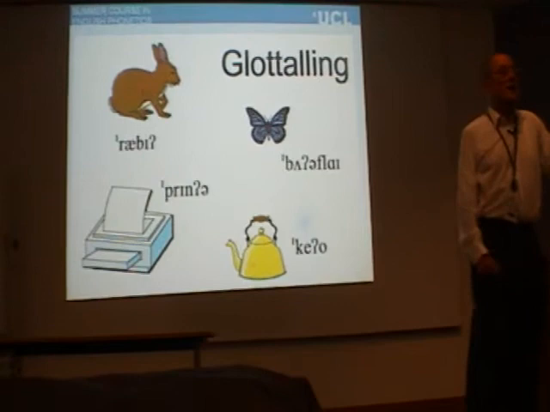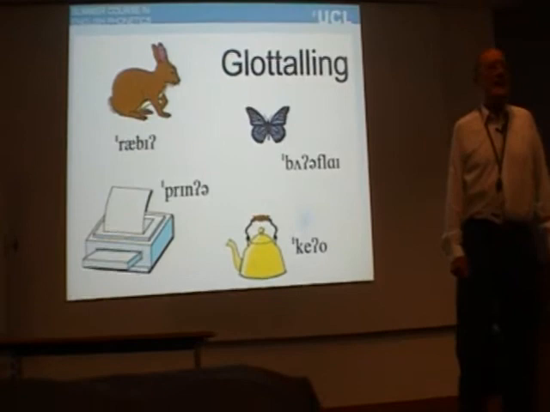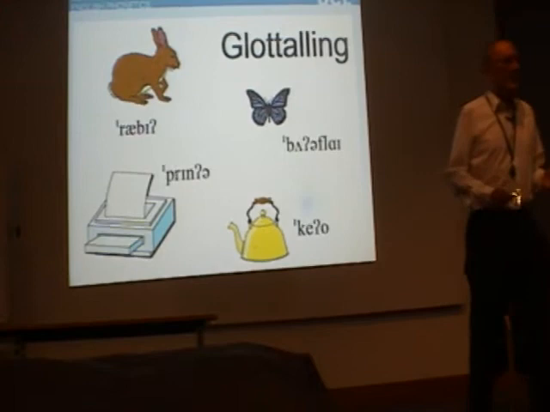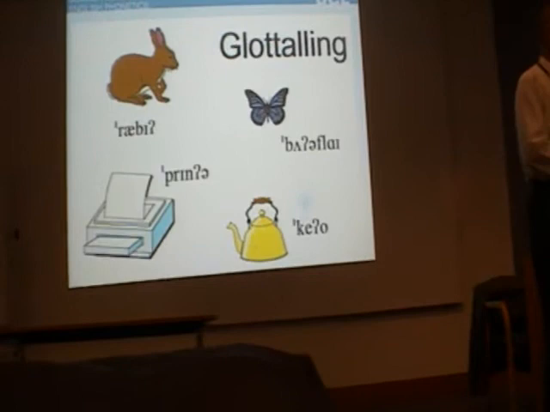There's a rather old-fashioned printer. I must change that picture because computer printers don't look like that anymore these days. Anyhow, a printer. And there is a kettle. Now, in "kettle", you can see two things: the glottaling of the T, and the vocalization of the L. So from "kettle", we derive "ke'le".